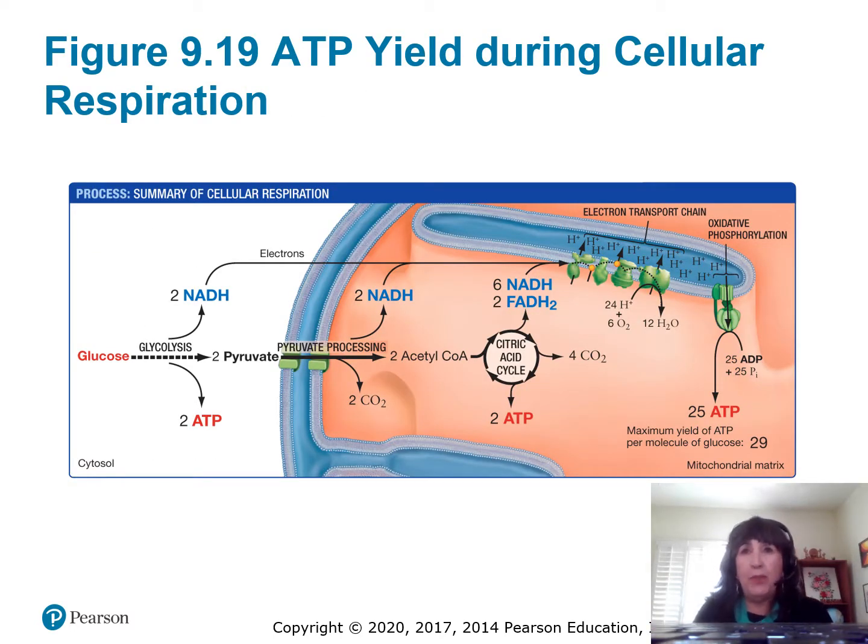This is my most favorite figure in the whole chapter because it shows steps 1, 2, 3, and 4. It shows where they happen. It shows what goes in, what goes out, what happens to the energy, and how it might be regulated. Well, we already know that all the steps are regulated by feedback inhibition. So this is my most favorite slide, and if you can go through and understand each of the steps, by golly, you understand cellular respiration.